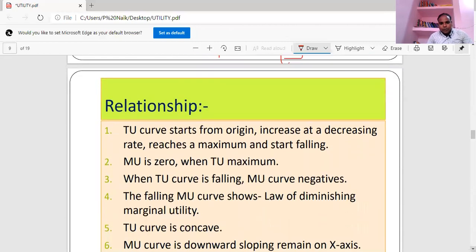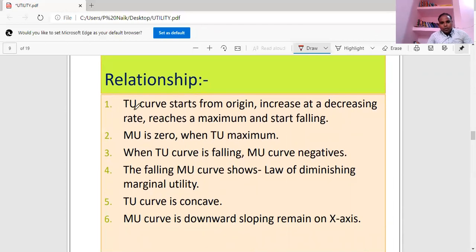Then see the relationship. The total utility curve starts from the origin, increases at a decreasing rate, reaches a maximum point and starts falling. We have already discussed this. And marginal utility is 0 when total utility is maximum. This also we have already discussed. You have to recall these things. The question will come from here.